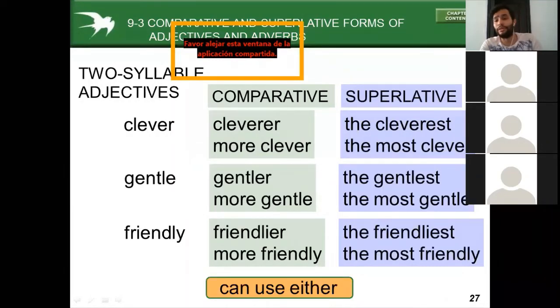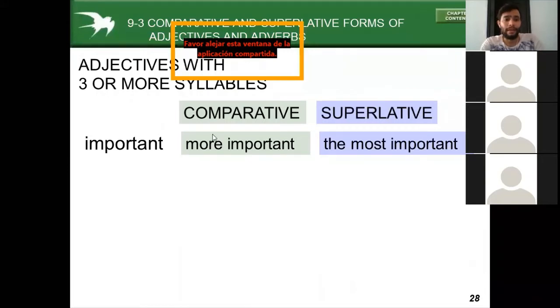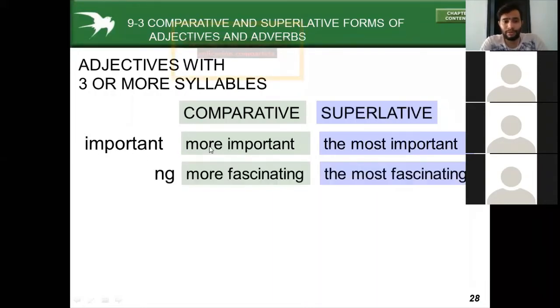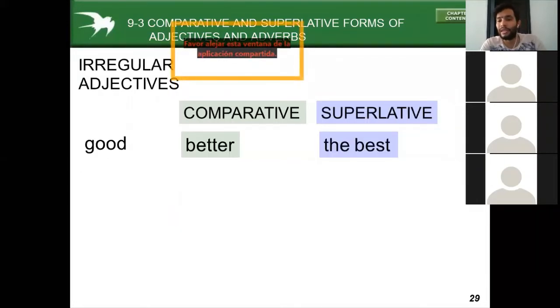And well, we can use either, the one you like. And here we have other adjectives with 3 or more syllables. Well, these are pretty easy because you know how to use them. They are always with more and the most. So important, 3 syllables, more important, and the most important. Fascinating, more fascinating, and the most fascinating, right? So you can use either of them as well, the most and the other.